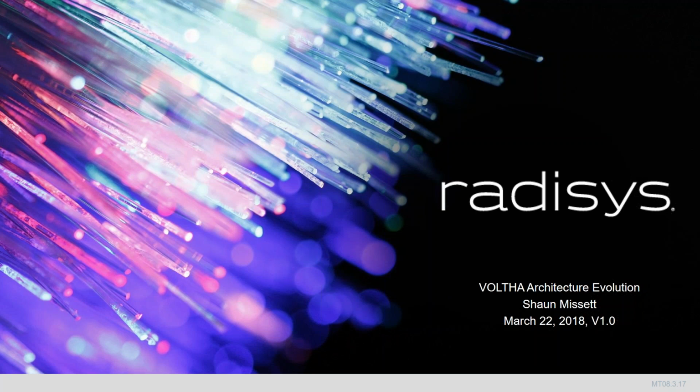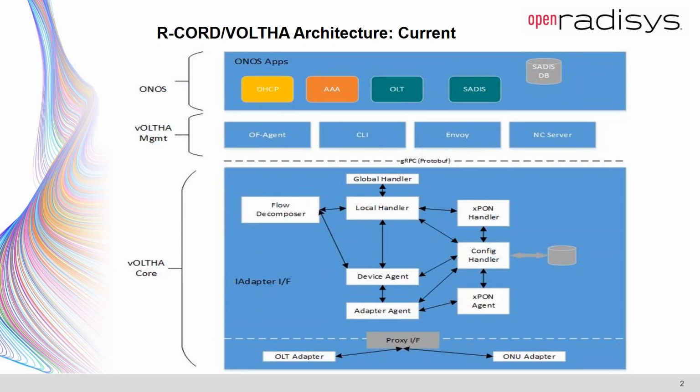So let me show the first slide. This slide is basically just showing the current architecture around business service flow creation. We have the flow decomposer and the XPON handler that deals with the technology-specific aspects of XGS-PON, allocating TCONs and ALLOC IDs and GEMPORT IDs, etc.